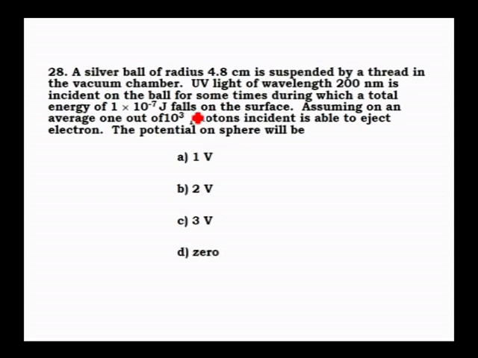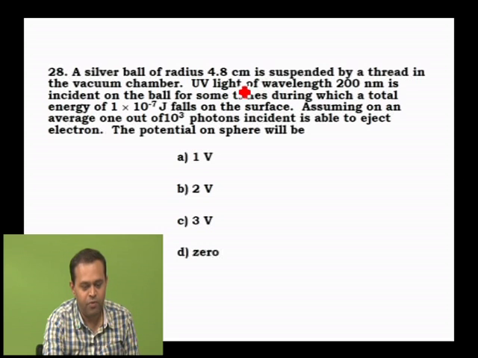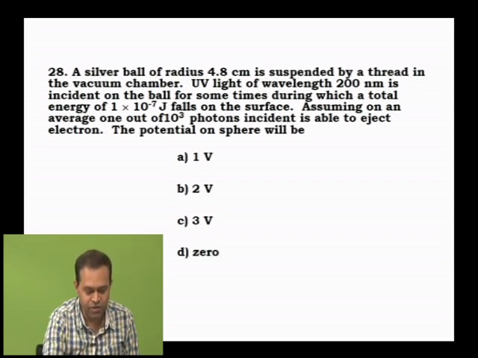Again an important one. A silver ball of radius 4.8 centimeter is suspended by a thread in a vacuum chamber. When UV light of wavelength 200 nanometer is incident on the ball for some time, during which a total energy of 1 into 10 power minus 7 joule falls on the surface. Assuming on an average 1 out of 10 power 3 photons incident is able to eject an electron, then what is the potential of the sphere?